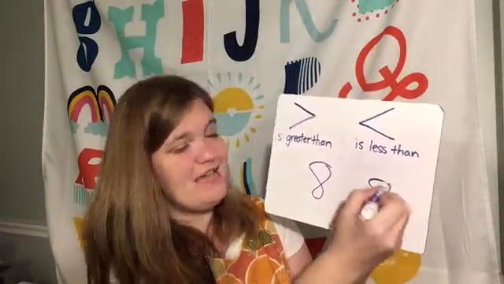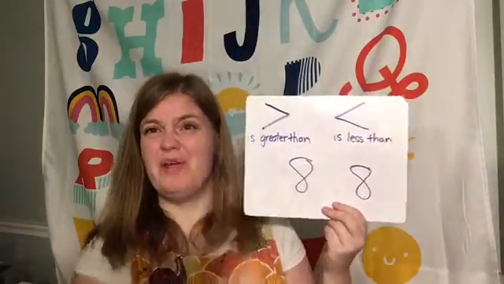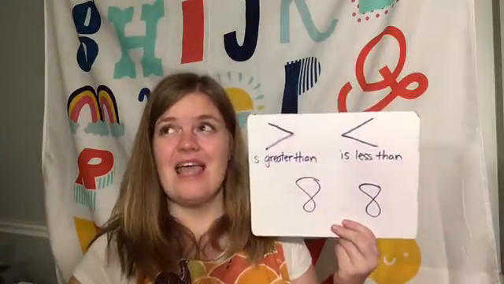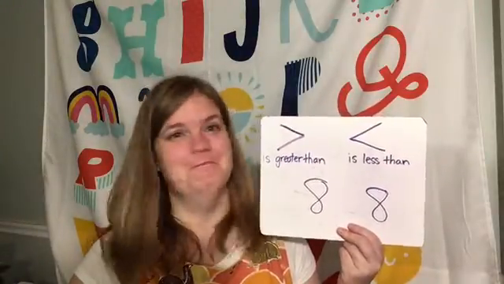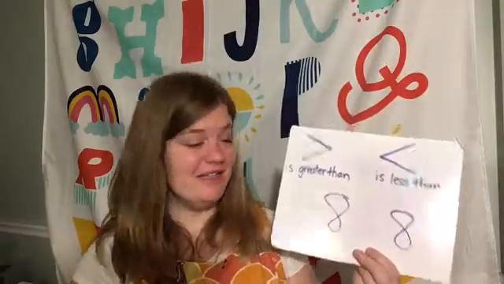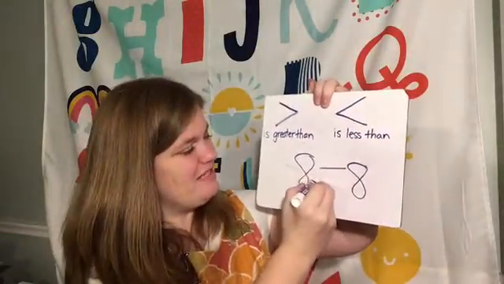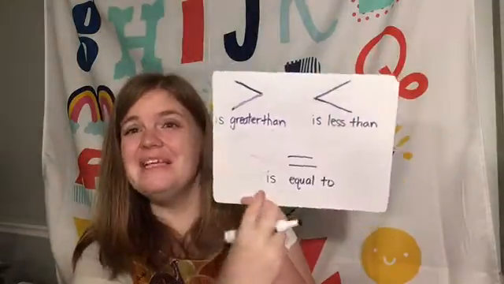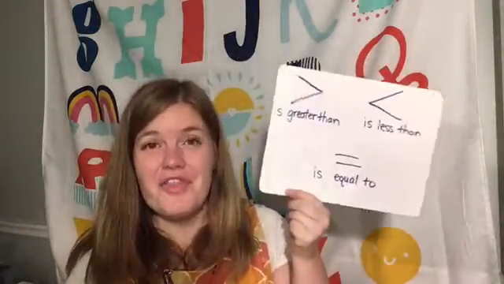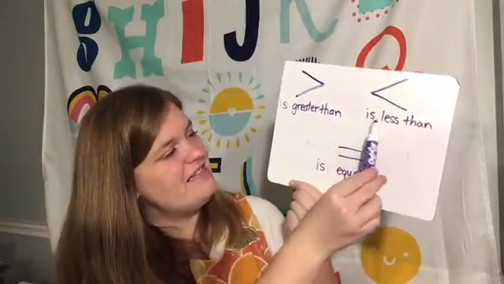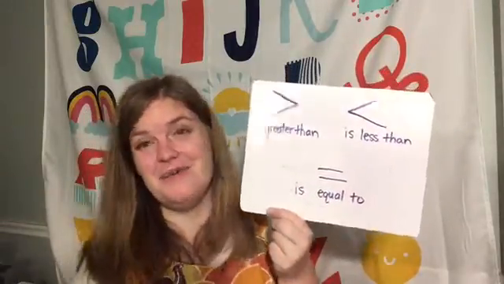Now what do we write if we have two numbers that are the same? Like 8 and 8. Would we use greater than? 8 is greater than 8. Would we use less than? 8 is less than 8. They're equal. And we've already learned our equal symbol. It looks like this, is equal to. So these are the three symbols we'll be using today. Is greater than, is less than, and is equal to.